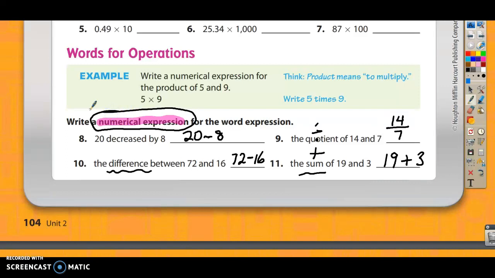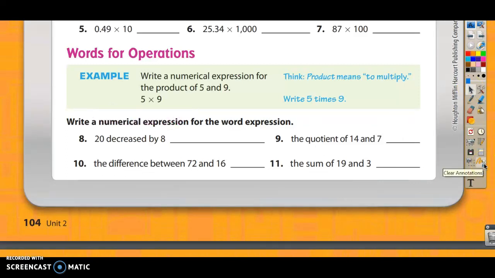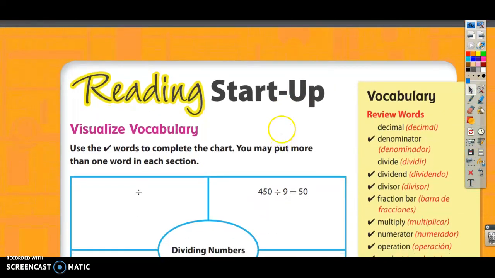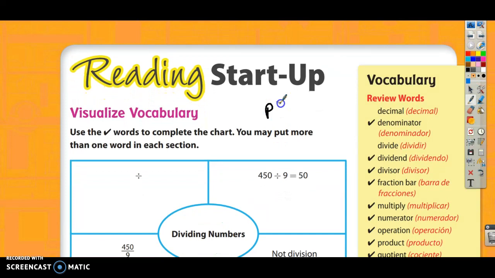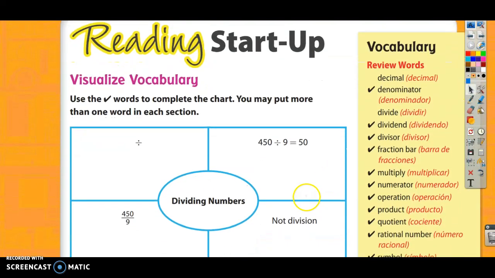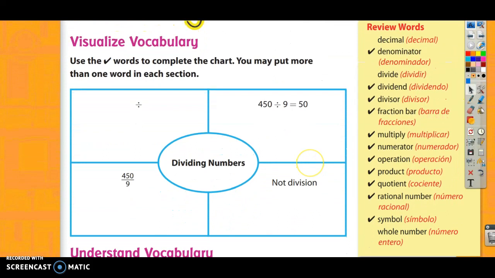Okay, we're going to quickly go to the vocabulary on the next page, and we're going to keep this all in the same video. So I have moved on to page 105 for the vocabulary. These go pretty quick. I'm sorry, we're on page 105. The first set of directions says use the check mark words. It's these. To complete the chart, you may put more than one word in each section. Now there's several answers that could go in each of these. We'll do a few and then we'll probably just move on.